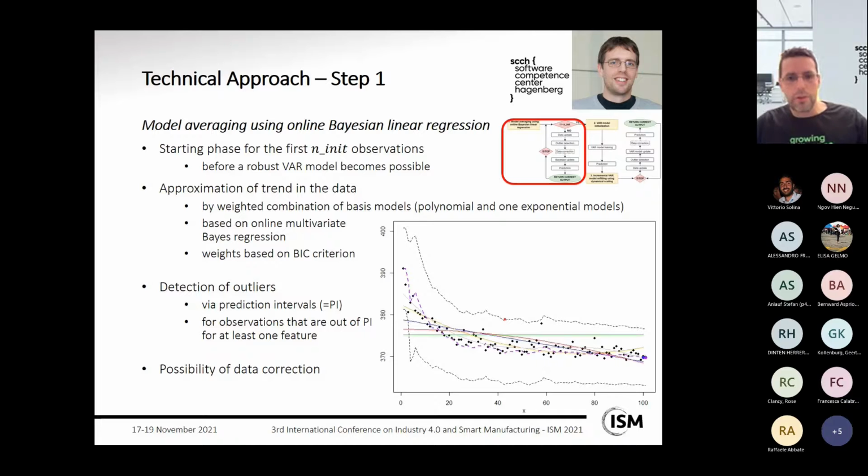I'm already quite far with the time, but I will try now to shortly say more details about these three steps.